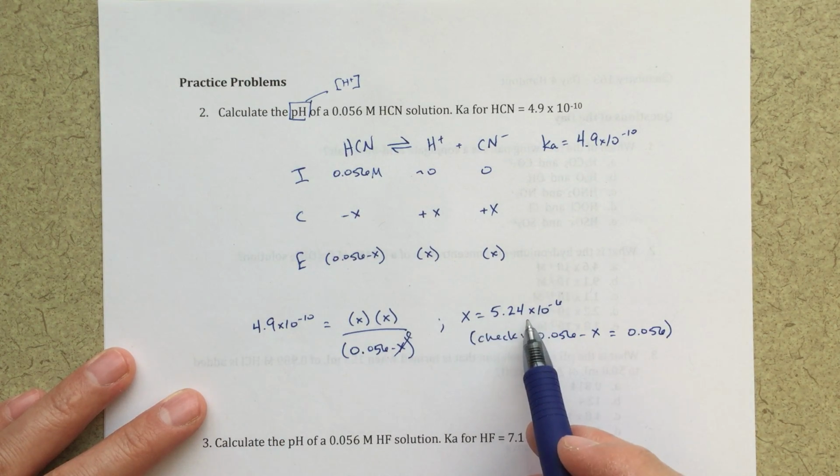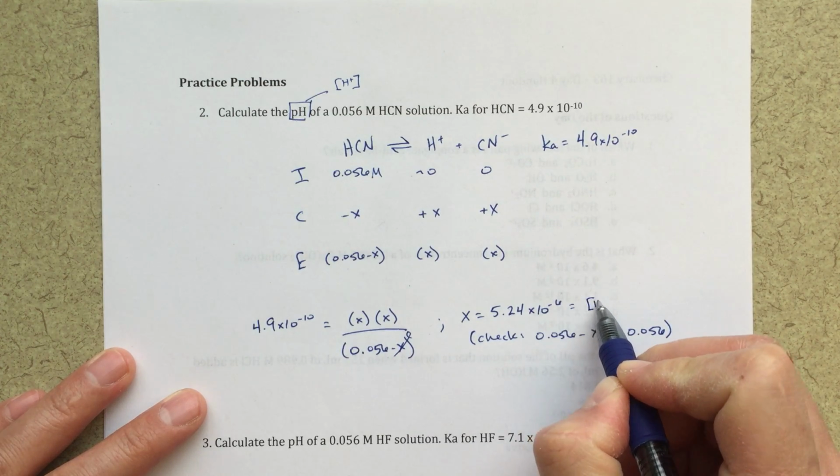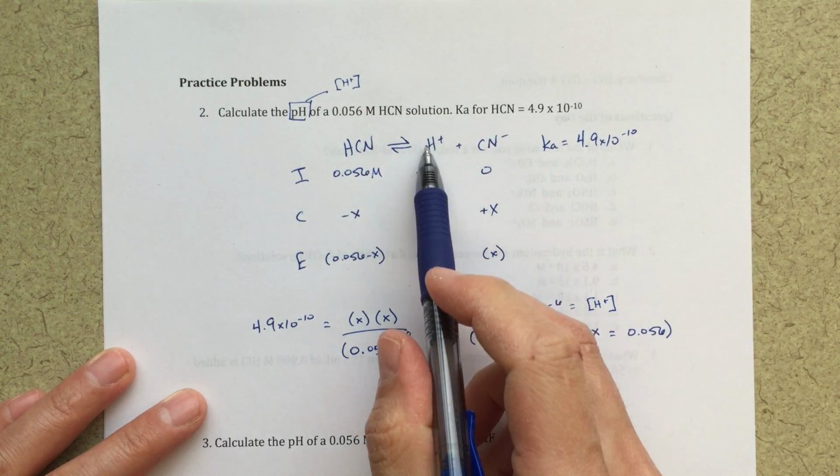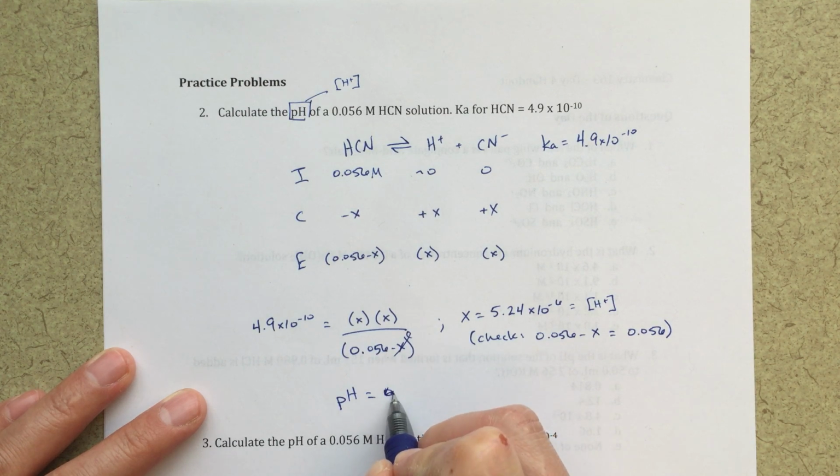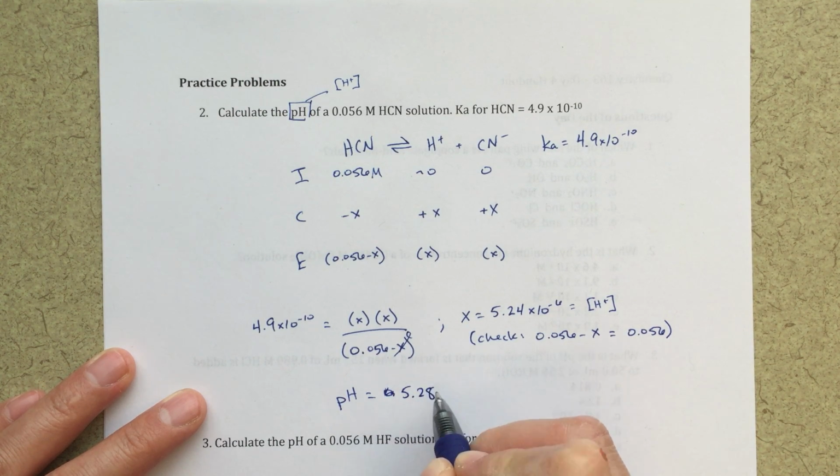So if this is my x value, that's going to equal my concentration of H plus, right? So the x value will be my concentration of H plus at equilibrium. And then I can just go ahead and find my pH. pH should equal 5.28. So that should be the pH for that problem there.